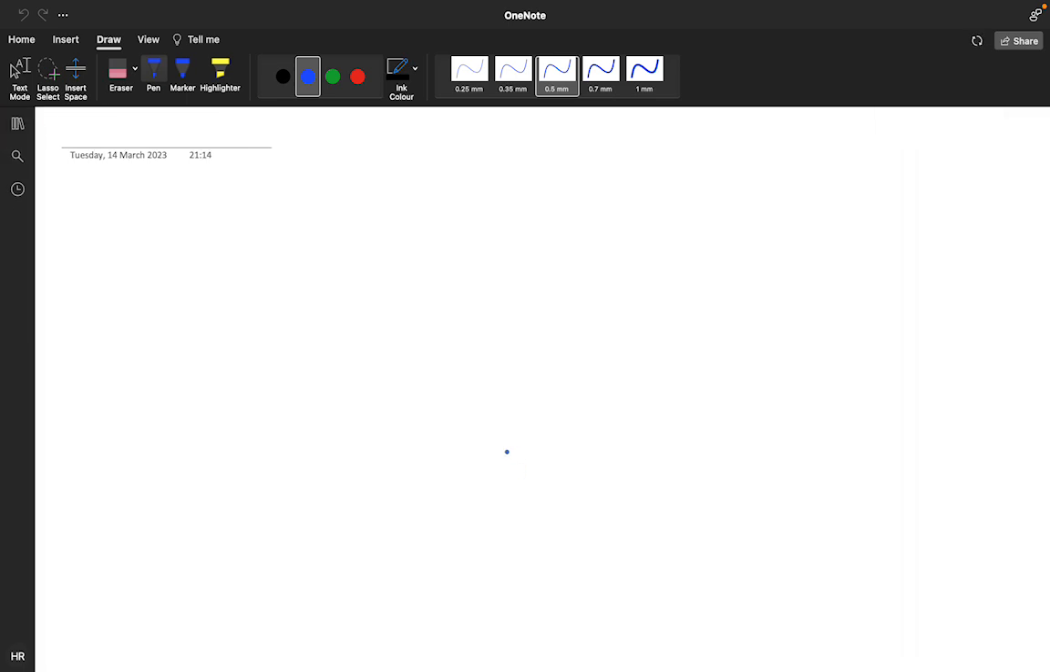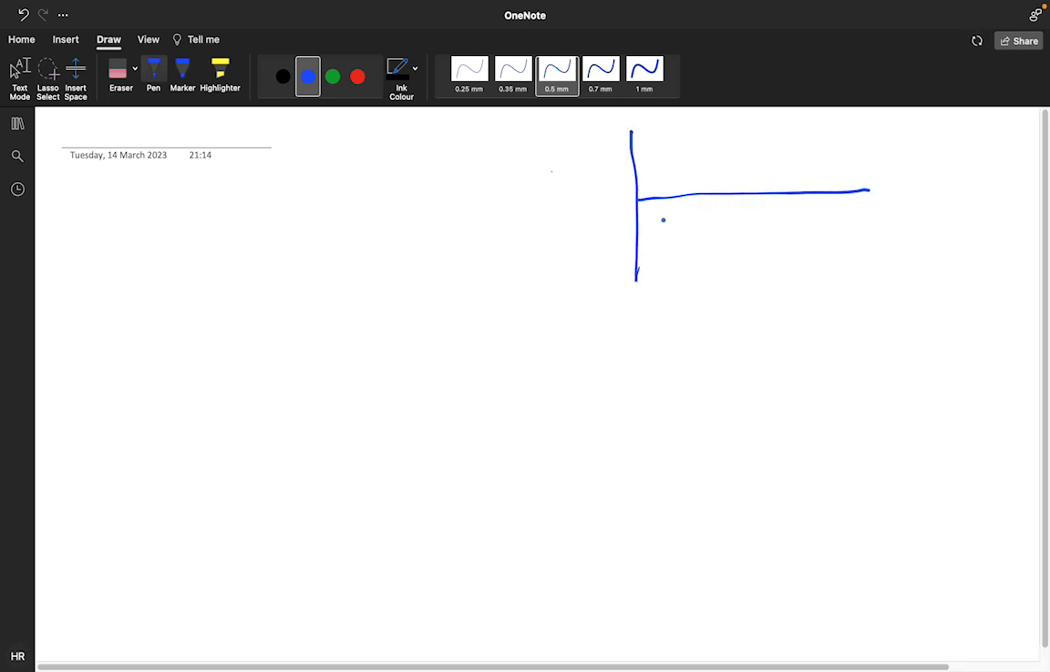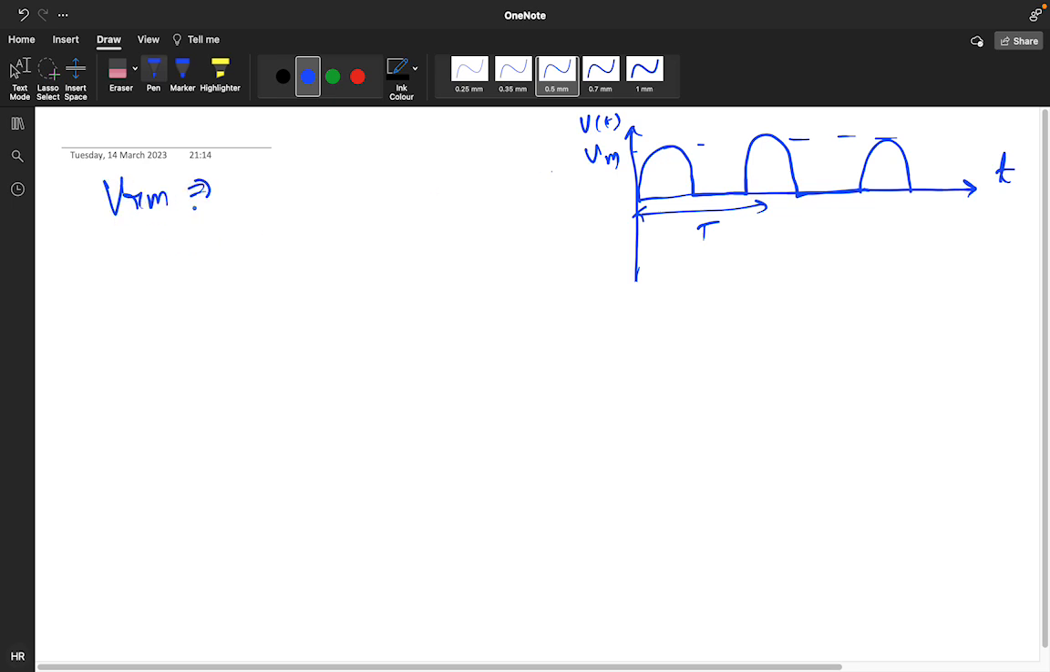Now guys, you need to find the RMS value of this kind of a signal. Suppose you have a signal like this, time period is T. This is your V of T, and this is your Vm. So what will be the RMS value of this signal? Prasanna, what will the RMS value of this signal be?